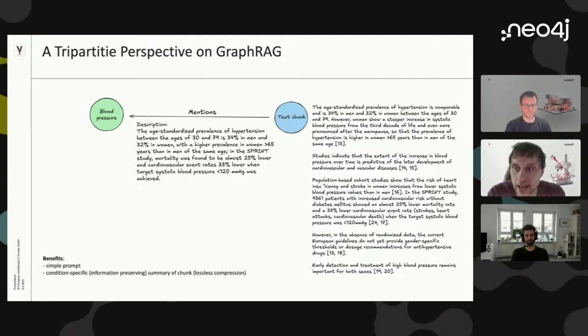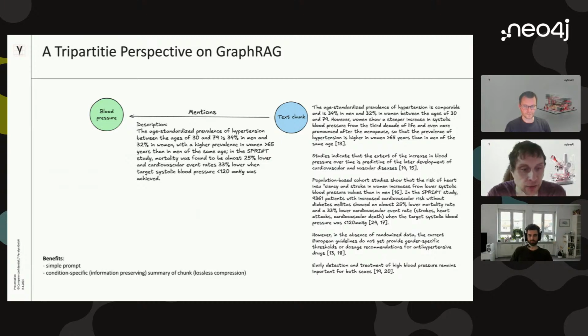A very simple prompt. We basically just asked the LLM to go through each condition entity and through each text chunk, and analyze whether within the text chunk the condition is mentioned in some way, and then describe this. And now the interesting part is we create a very simple relationship. Here we just label it mentions, could be anything, but very simple. The interesting part is that we encode this summary within a description in this relationship. And so what that gives us is a condition-specific summary, in this case referring to blood pressure, of this particular chunk.